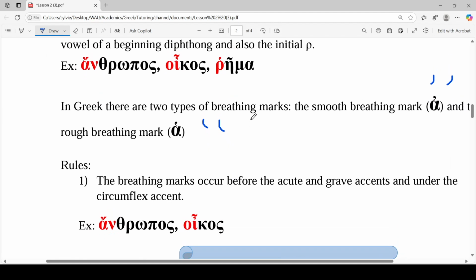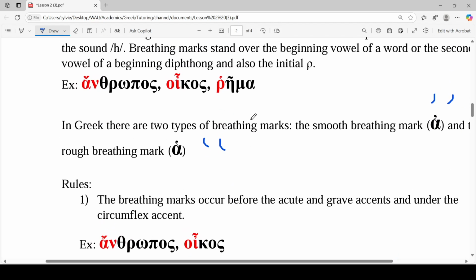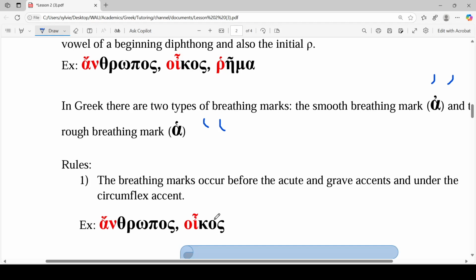Okay, now just like the accents, breathing marks have rules, but not as many as the accents do. For the breathing marks, we only have one rule. The rule is about their position relating to the accents in a Greek word. The breathing marks occur before the acute and grave accents and under the circumflex accent.